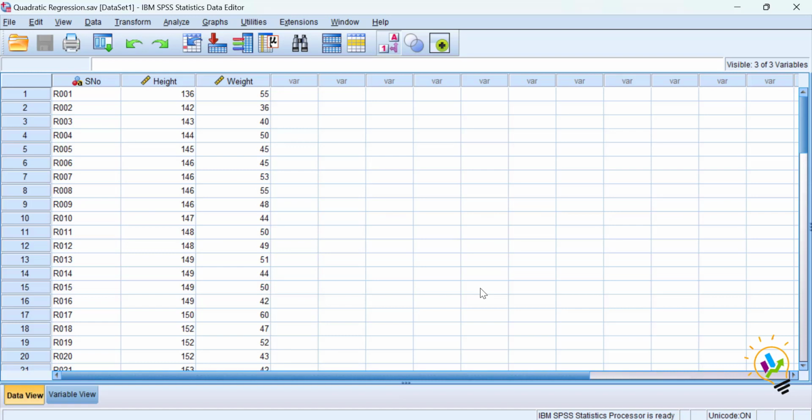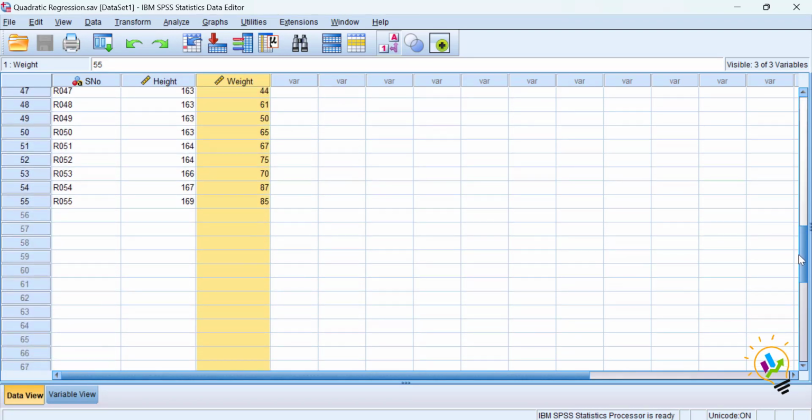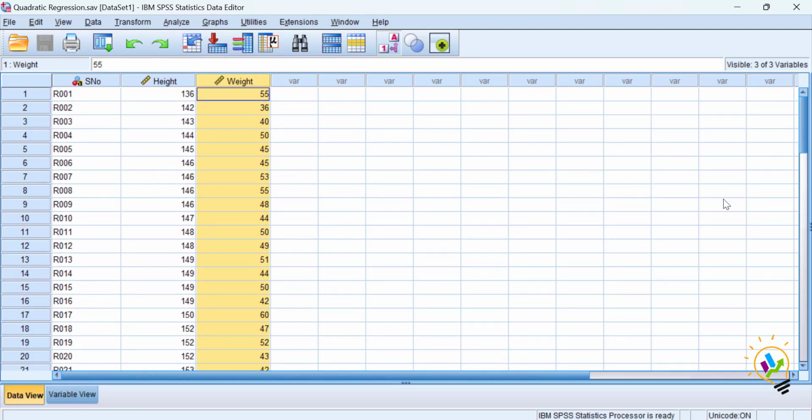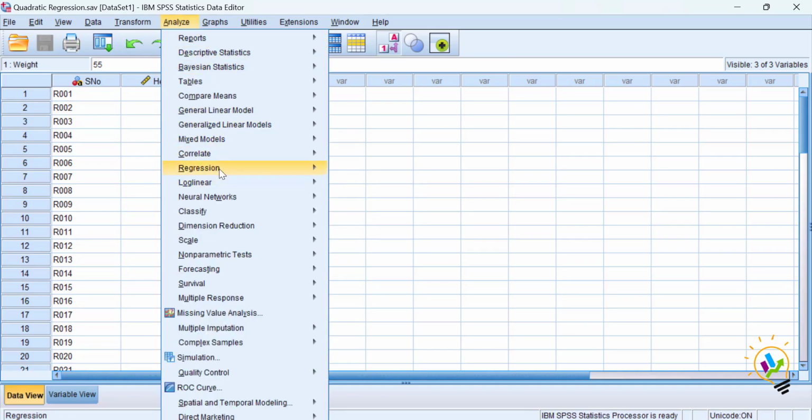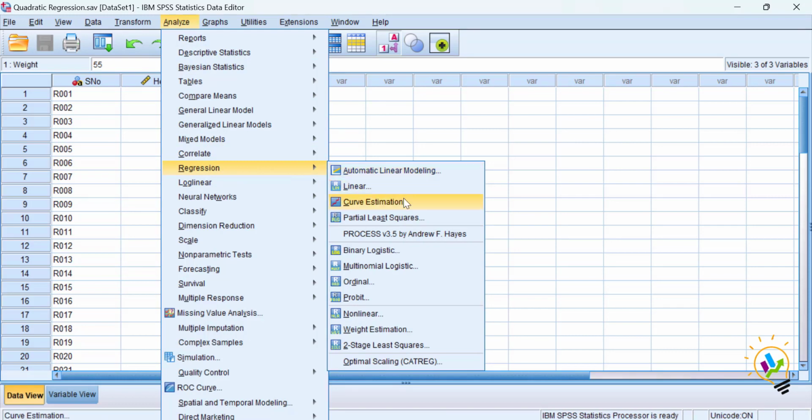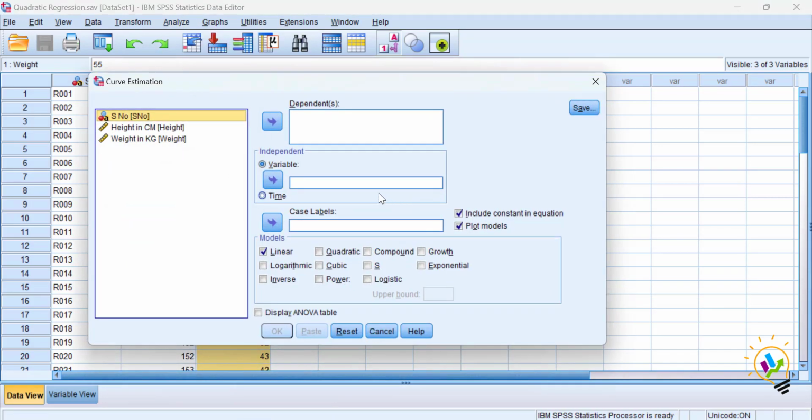So this is an SPSS file where we have height in centimeters and weight in kilograms. Total 55 respondents' data is there with us. Now we will start the analysis. Analyze, Regression, Curve Estimation. In this, the dependent variable is weight in kilograms and the independent variable is height in centimeters.